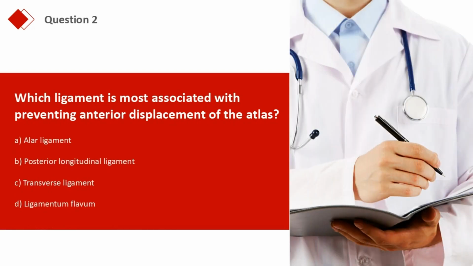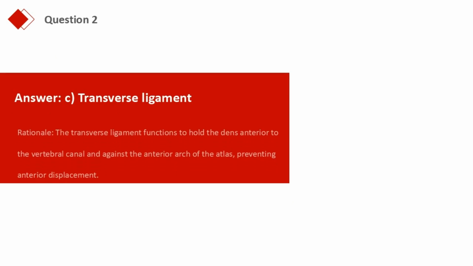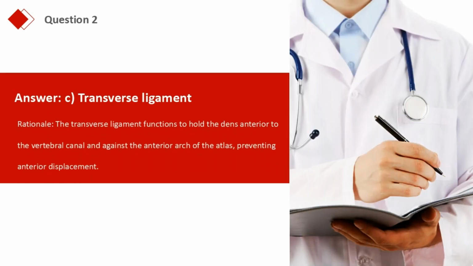Question 2. Which ligament is most associated with preventing anterior displacement of the atlas? A. Hyaline ligament. B. Posterior longitudinal ligament. C. Transverse ligament. D. Ligamentum flavum. Answer: C. Transverse ligament.